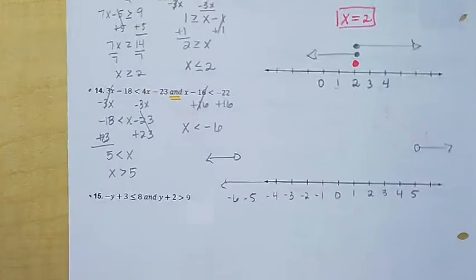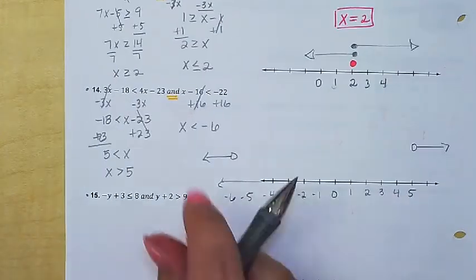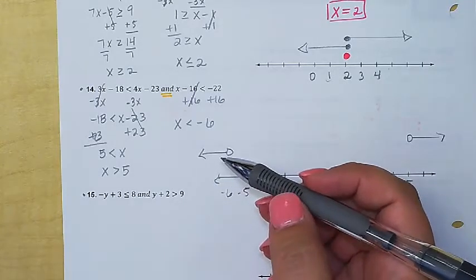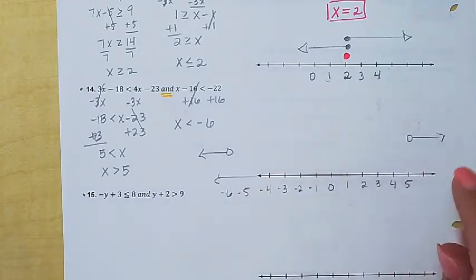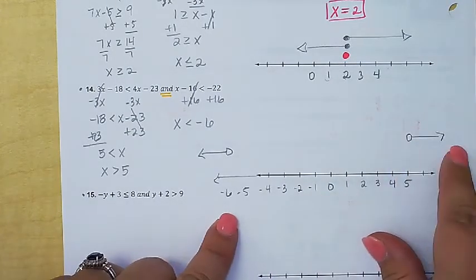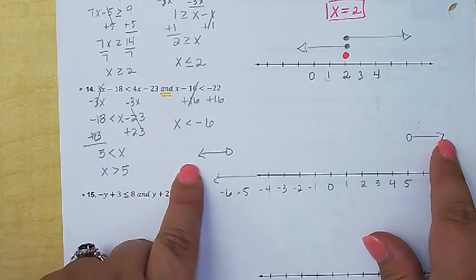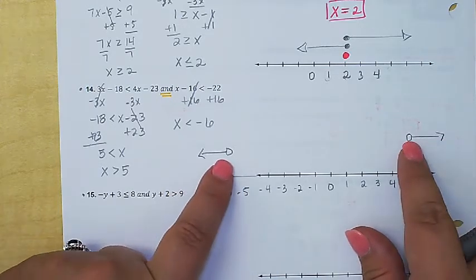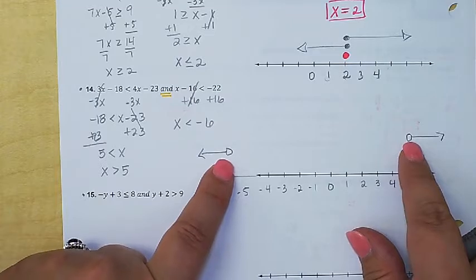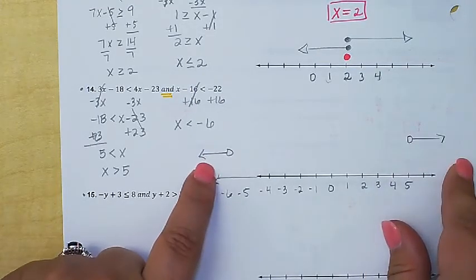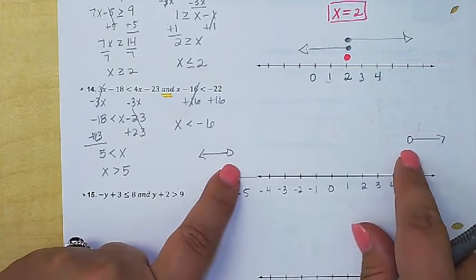So there's that solution. But wait a minute. This is an and statement. So these ended up shading away from each other. I want anything that is either greater than 5 or anything less than negative 6, right? And if it's an and statement, I want any numbers that make both of these true. But as you can see very clearly and obviously, there is no overlap here at all.